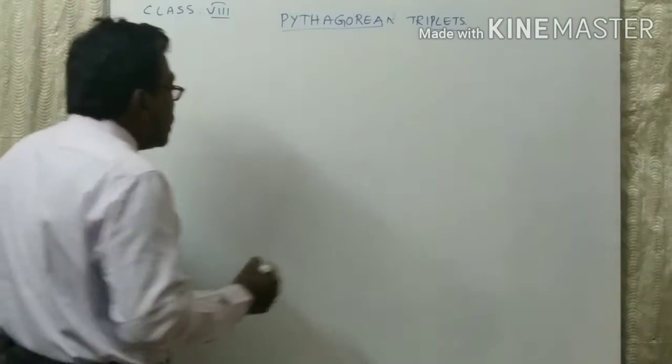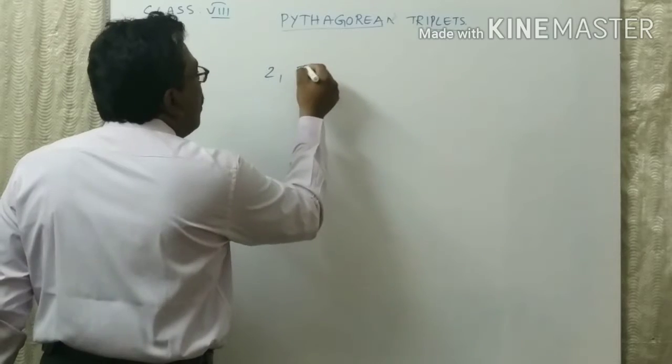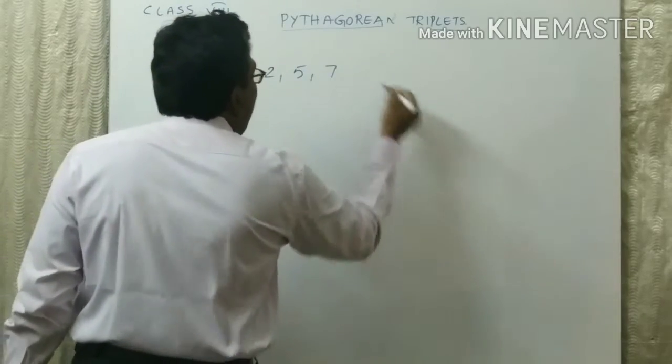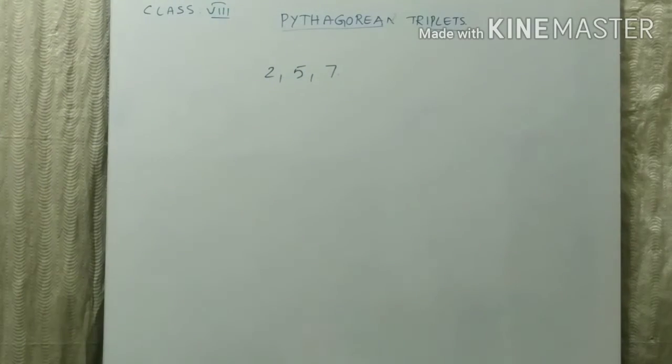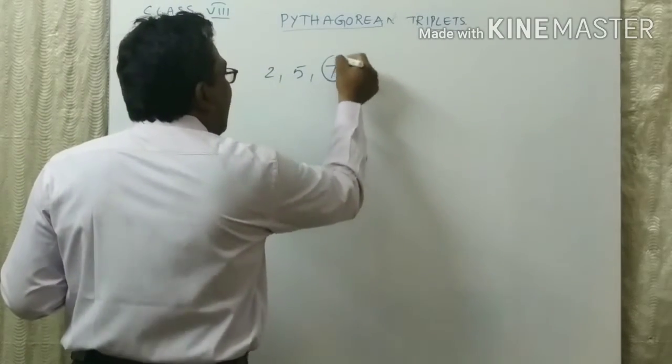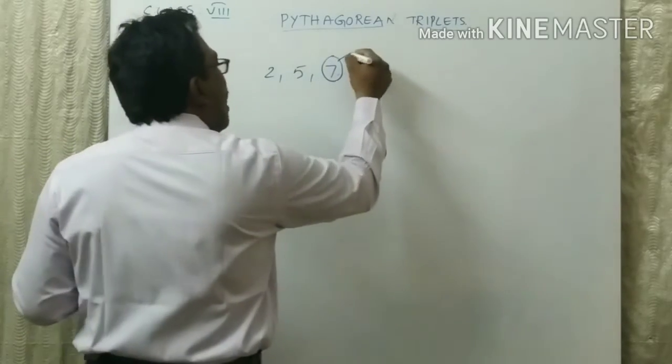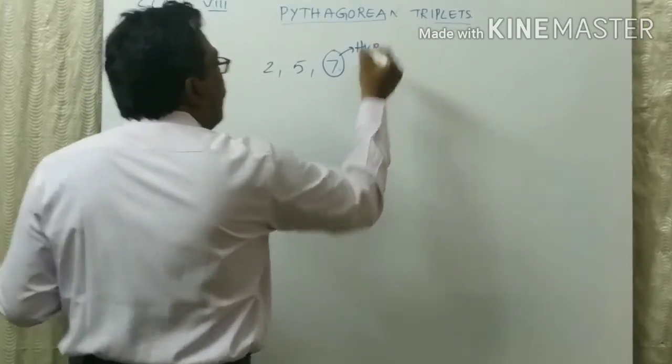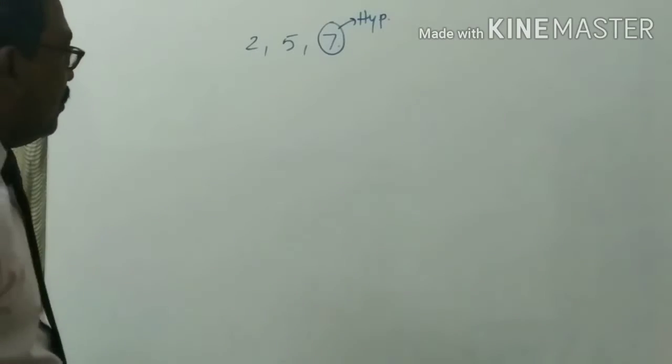Okay, now suppose some numbers 2, 5, 7. Are they Pythagorean triplets or not? How to check? The longest side is called the hypotenuse. Always the longest side is the hypotenuse.